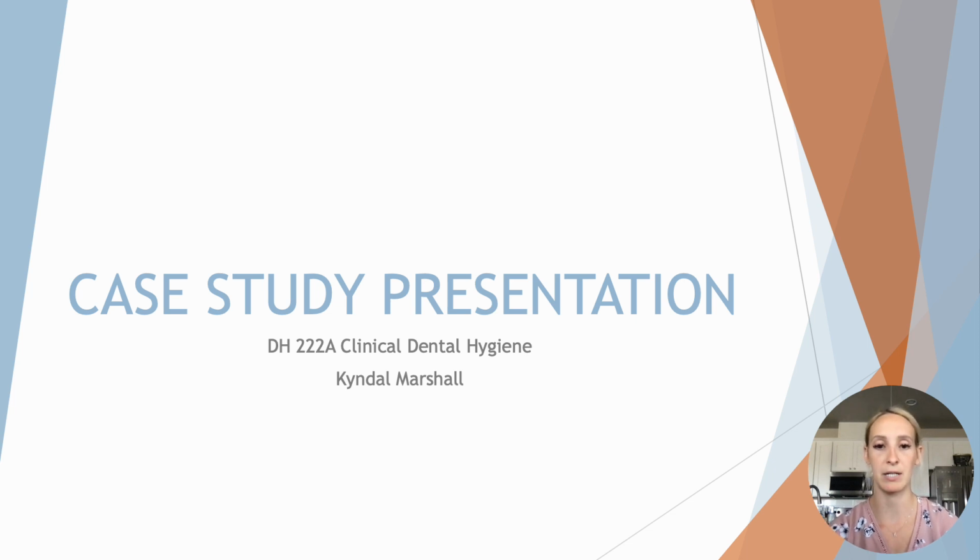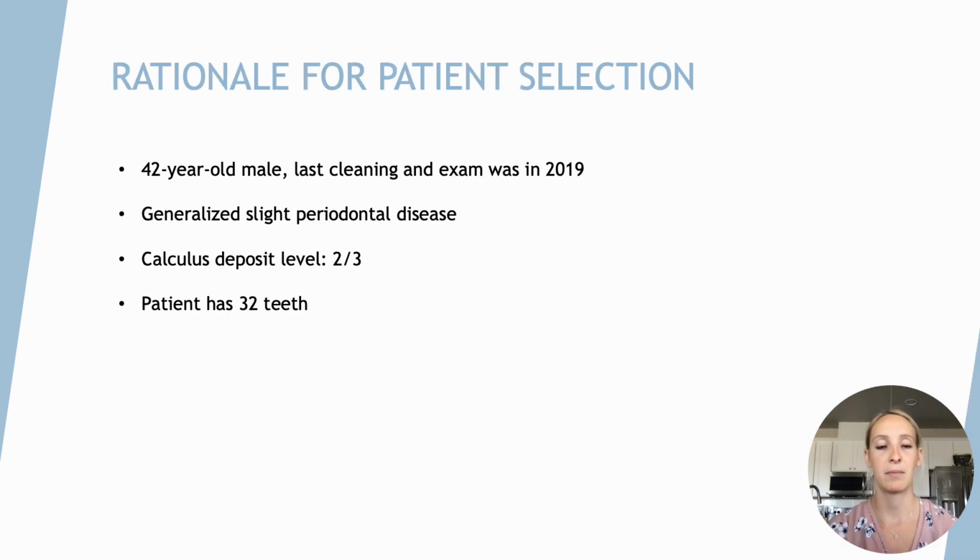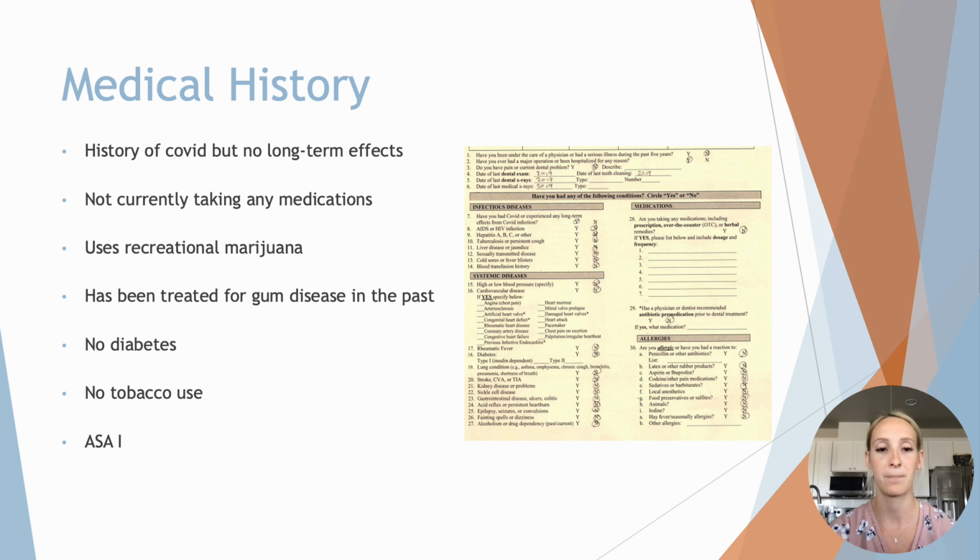So this is my case study presentation. My rationale for patient selection was a 42-year-old male whose last cleaning was in 2019. He had moved from California, so just getting into the routine of dental care had been a little bit challenging for him. He had generalized slight periodontal disease. His calculus deposit was a 2-3, and the patient has 32 teeth.